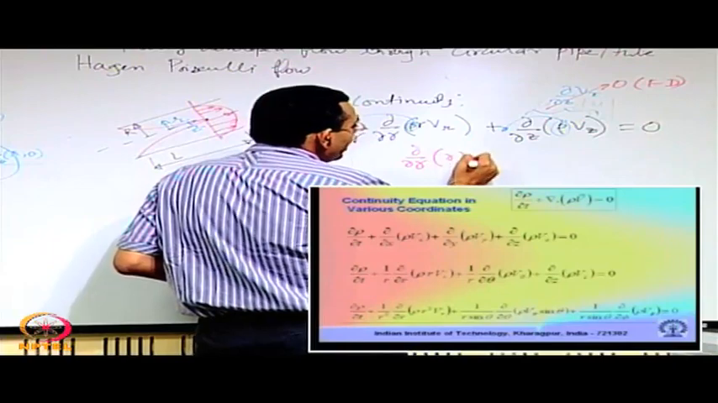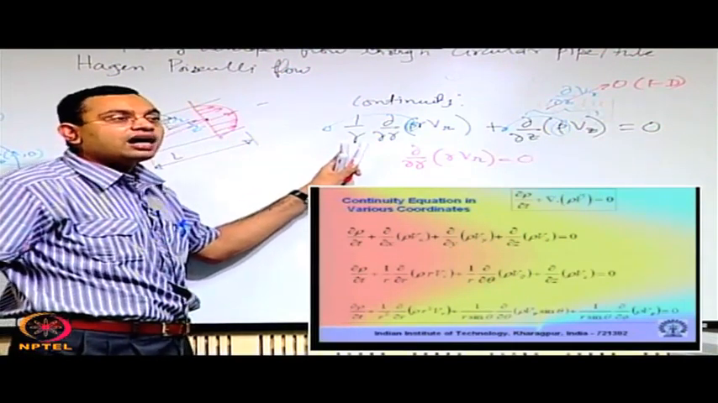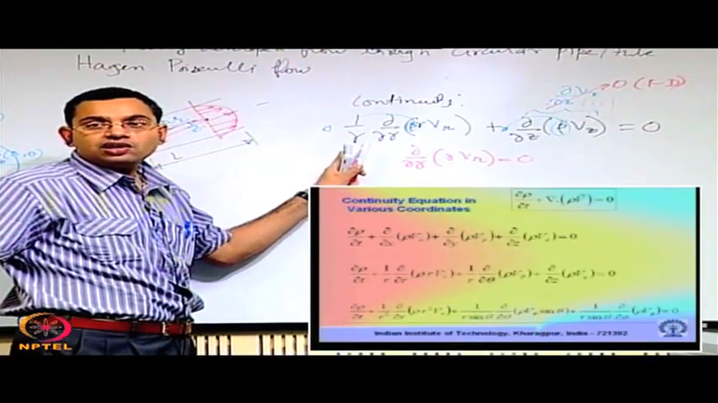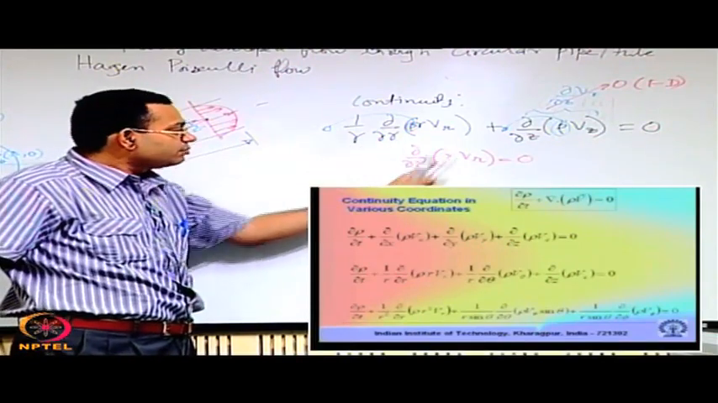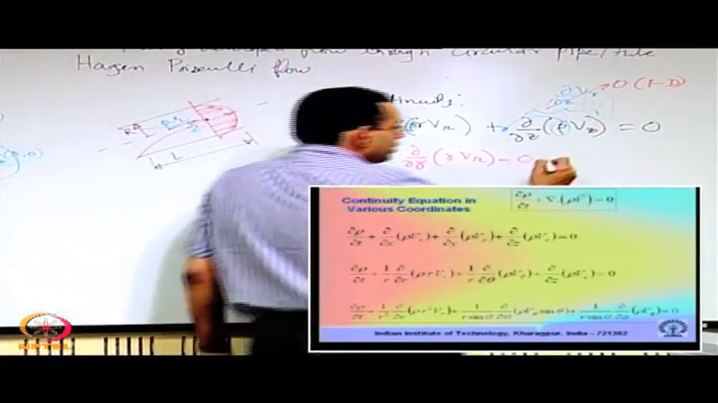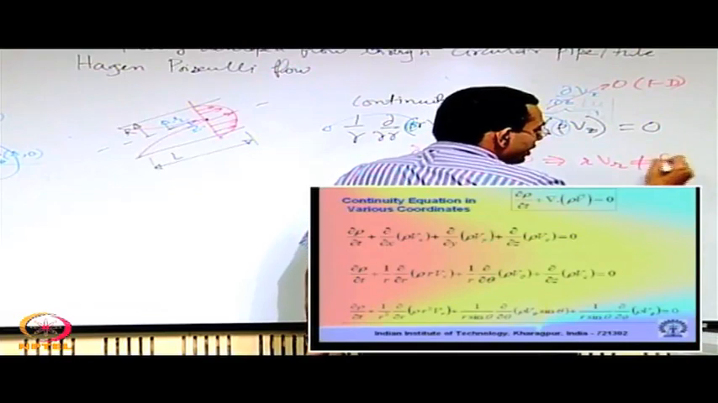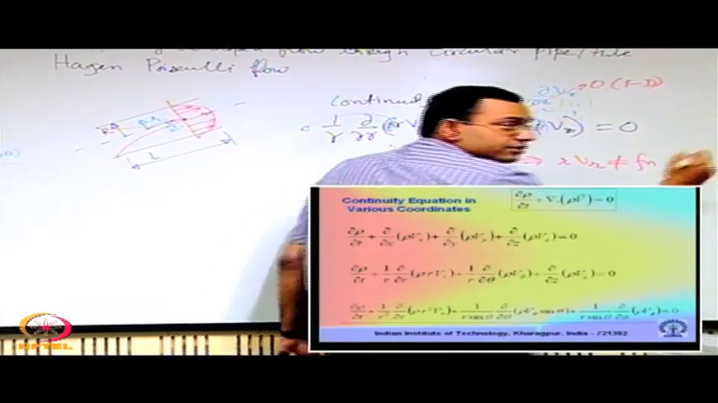d/dr of r Vr equal to 0. We are not considering the singular case, the singularity at r equal to 0, but a general case. So r into Vr is not a function of r.